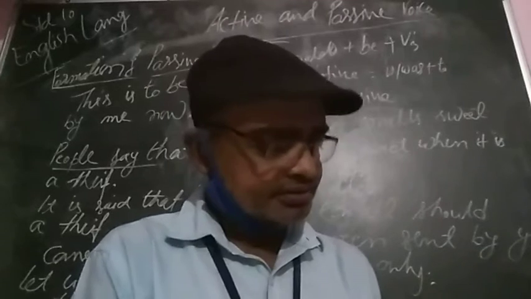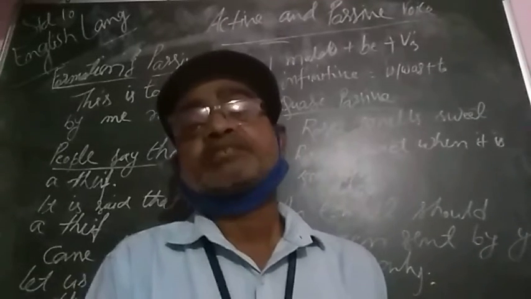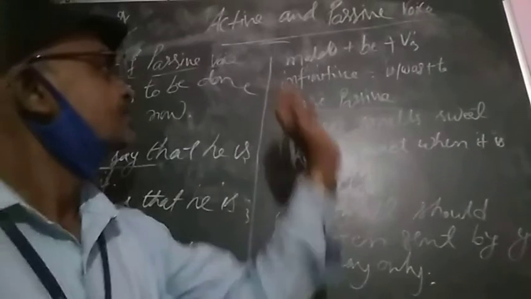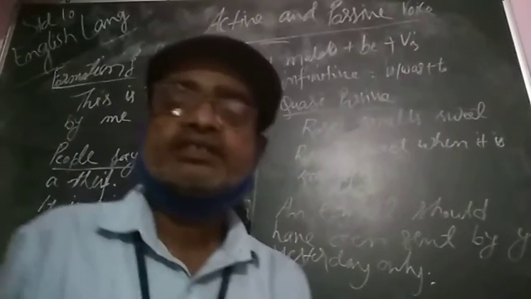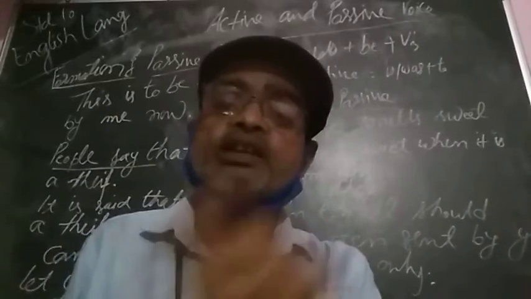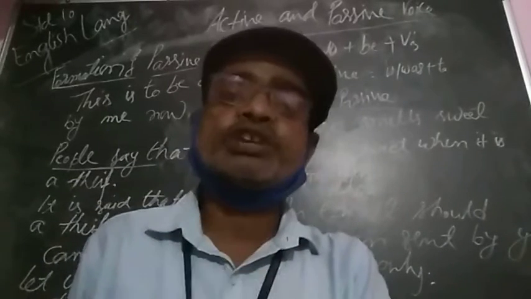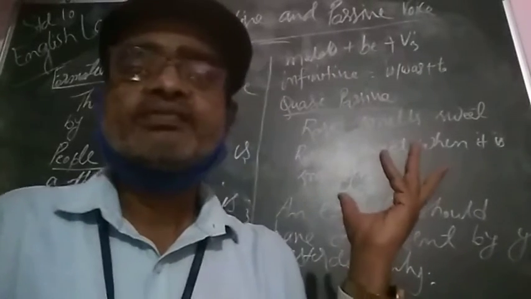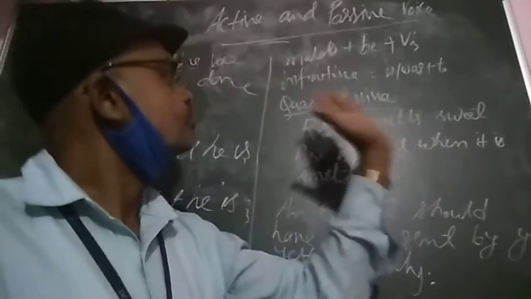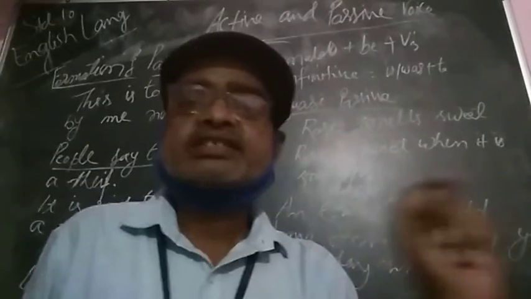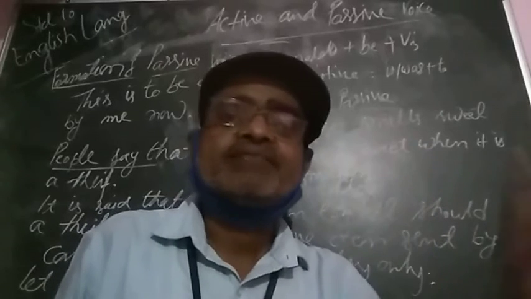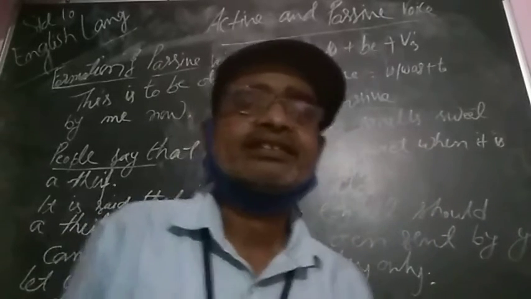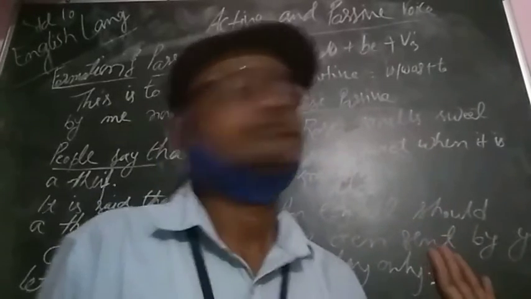Now, let me give you some special rules. If you find an infinitive, what is an infinitive? It is to plus V1. To go, to read, to play. This is an infinitive. So what you do is use is or are or am, was, were plus V3.